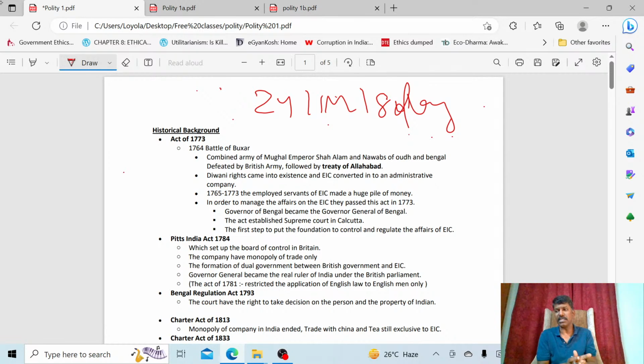The entire process regarding constitution making ended at the time of 26th January 1950, but the process related to the Constitutional Assembly had come into existence earlier.